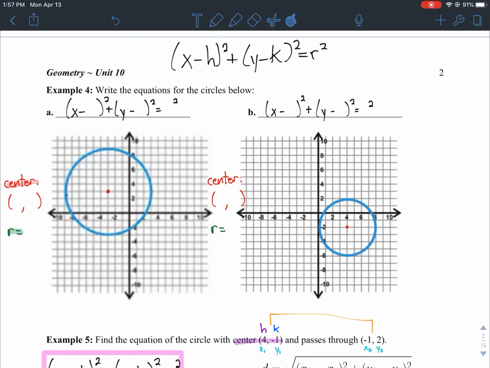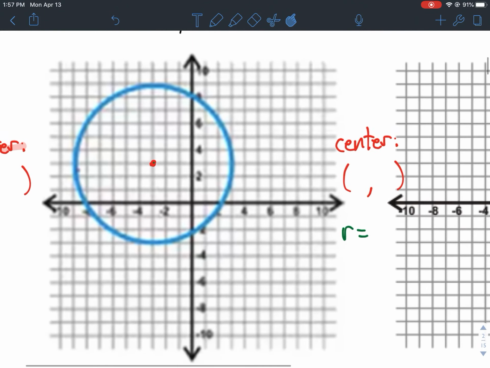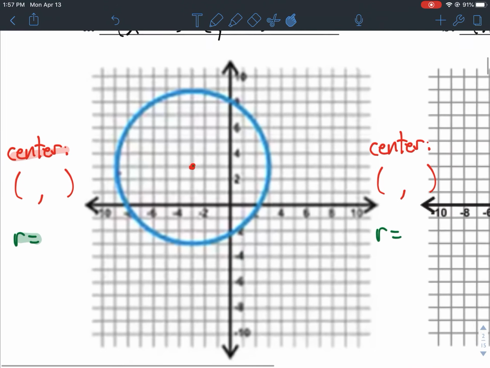Alright guys, so here's part 2 of section 10.1, which is graphing circles or equations of circles. Let's get started with example 4. So here's a picture of a circle, and we're asked to write the equation for that circle.